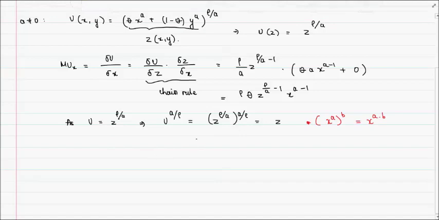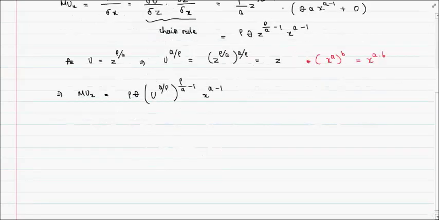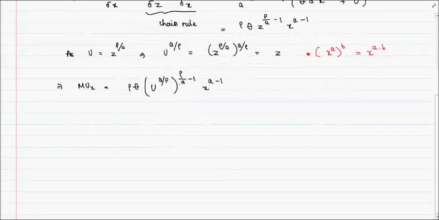Alright, so we got z in terms of u, then we just have to substitute that into our marginal utility function. So I got marginal utility of x equal to rho times theta, and z is u to the power a on rho, and I want everything to the power of rho on a minus 1 times x to the power a minus 1. Now I basically got the right thing. I just have to play around with it and try to rearrange it to make it the form that the question is asking you to show.